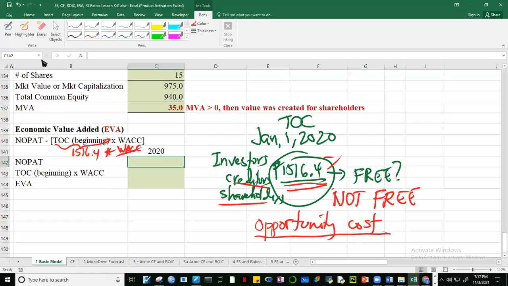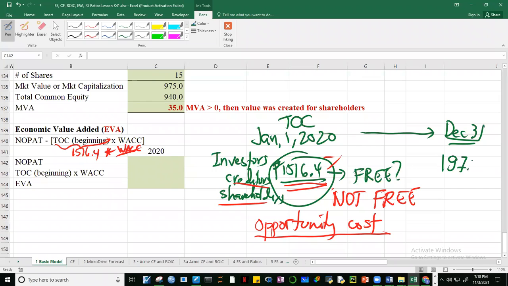Let's complete the story, no? From January 1 to December 31, that's the operating period. What was the performance of management? They were able to generate an operating profit of 197.5 billion. This was their operating profit, your NOPAT. They generated 197.5. The question is, is that okay? Is the 197.5 okay?